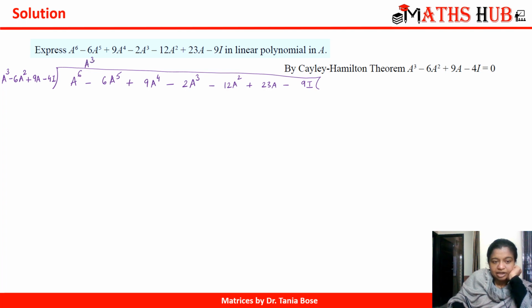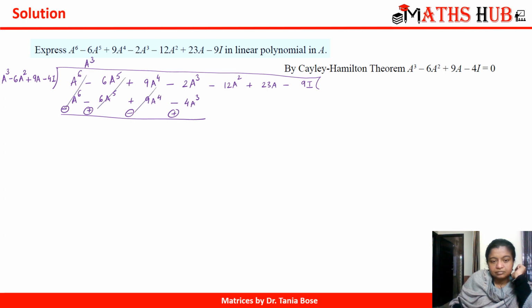So we multiply this with A^3 first. When you multiply with A^3, we'll get A^6 minus 6A^5, then 9A^4, and we get minus 4A^3. Let's subtract it. On subtraction, we can see that certain terms are getting cancelled, and we get here 2A^3 minus 12A^2 plus 23A minus 9I.